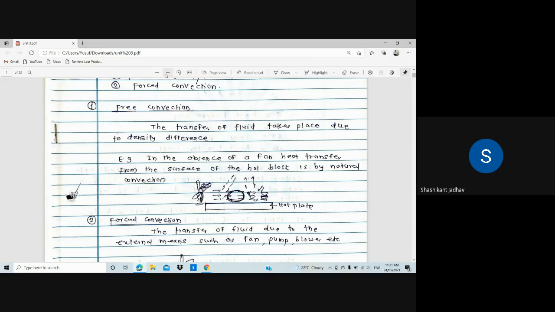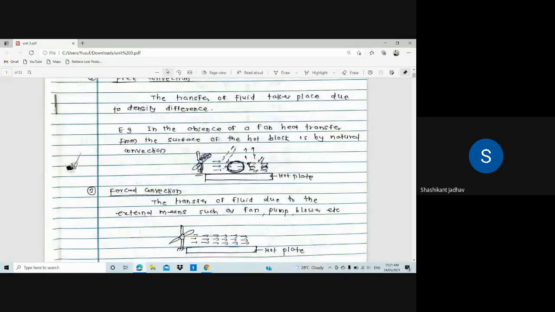Okay. Natural convection मध्ये जे काही मॉलिक्युल्स मूव्ह होणार आहेत, जी काही मोशन असणार आहे मॉलिक्युल्सला, ती कशामुळे असणार आहे? Because of the density difference. And because of that density difference heat transfer takes place. That type of convection is nothing but natural convection.